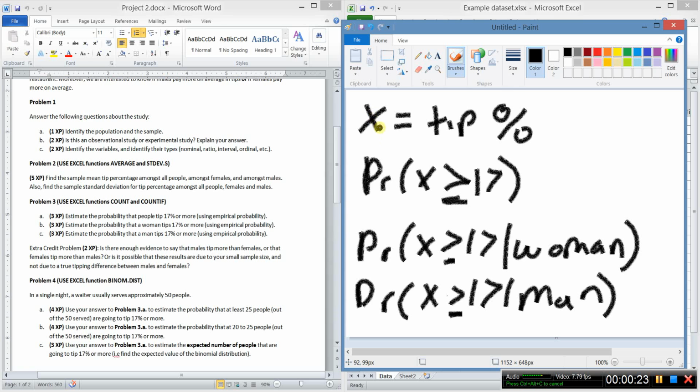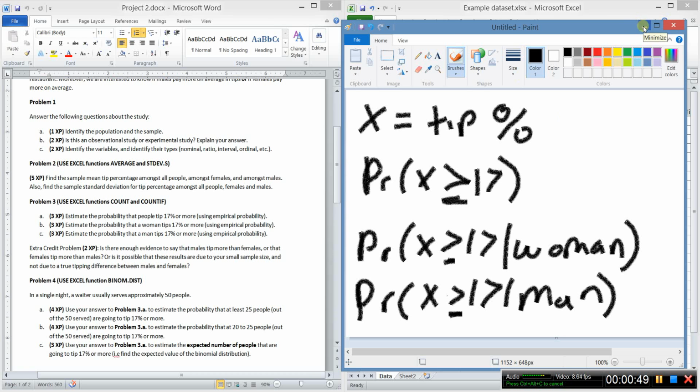Okay, so here I've written out what this means. If we define X to be the tip percentage, then part A is saying find the probability that X is greater than or equal to 17. Part B is saying find the probability that X is greater than or equal to 17 given that the person is a woman. And part C is saying find the probability that X is greater than or equal to 17 given the person is a man.